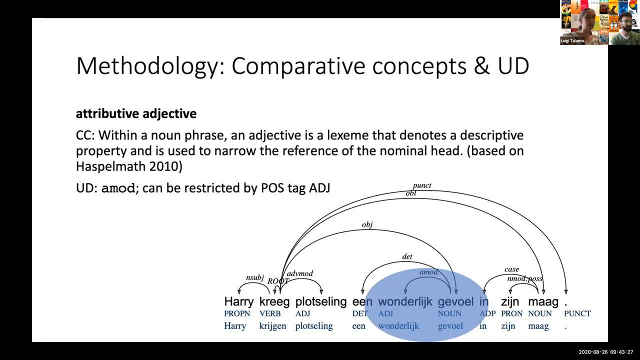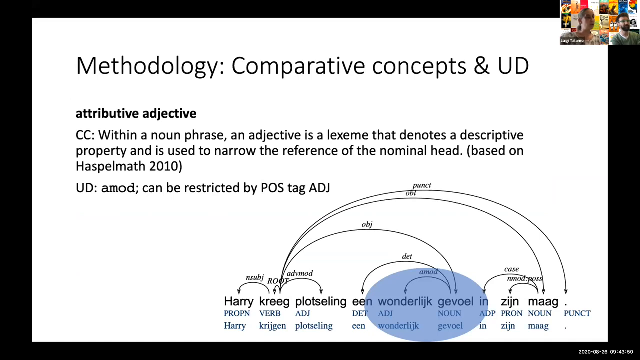So we basically contrast in each of these next slides our comparative concept for each of the adnominal modifiers and how these are treated in UD. So a definition of attributive adjectives is slightly modified from Hasselblad 2010. Within a noun phrase, an adjective is a lexeme that denotes a descriptive property and is used to narrow the reference of the nominal head.